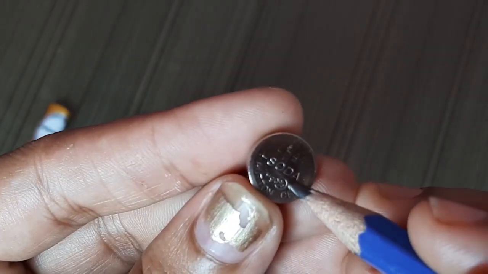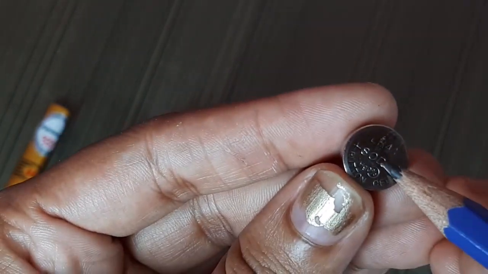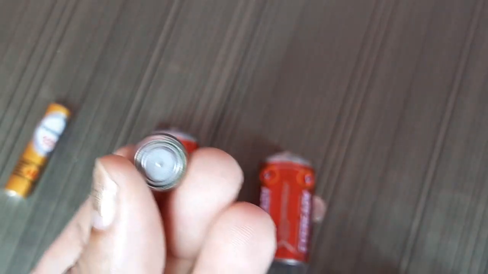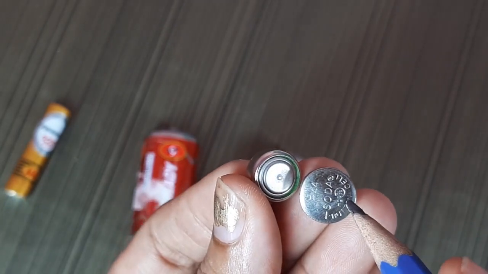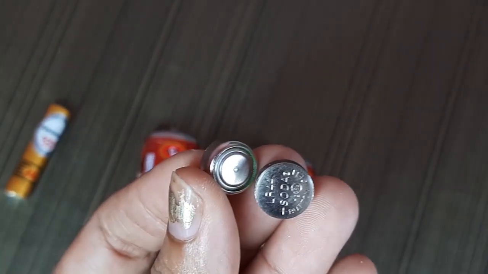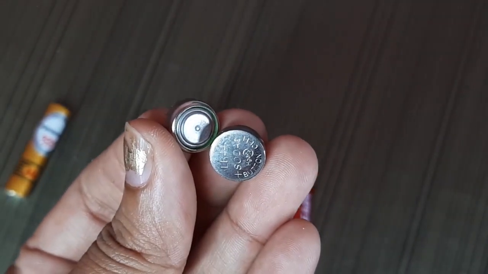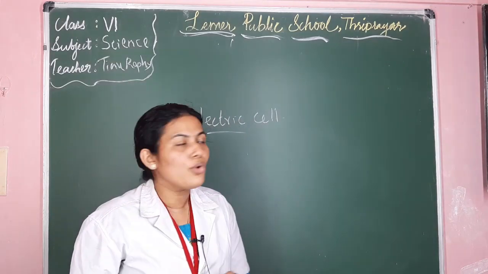So here in the button cell also you can see a positive mark. That means this is the positive terminal of the button cell, whereas this region is the negative terminal. So this button cell also has positive and negative terminals. So dear children, now you know what is an electric cell.